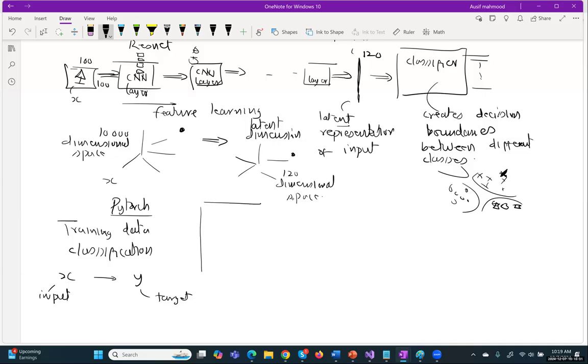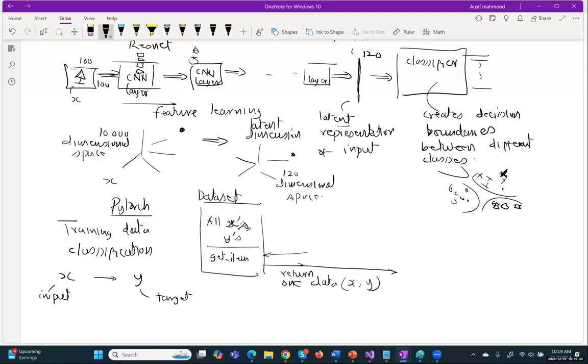If you recall, the concept in PyTorch was to create a dataset. The dataset will contain all X's, if we have enough memory in our computer, and the corresponding Y's. We will store these, and write one simple function, get item. If somebody calls get item, it will return one data, meaning one X and the corresponding Y, to whoever calls it.